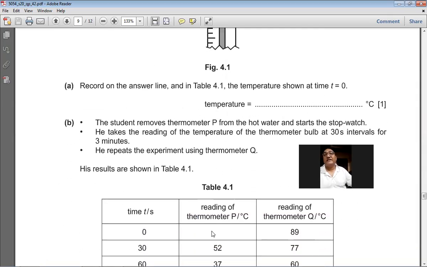So record here 86 degrees. And here also write 86 degrees. Record on the answer line and in the table 4.1 the temperature shown at the time t equals 0. So the temperature will be 41, sorry, 86. I said 41. It is 86 degrees.